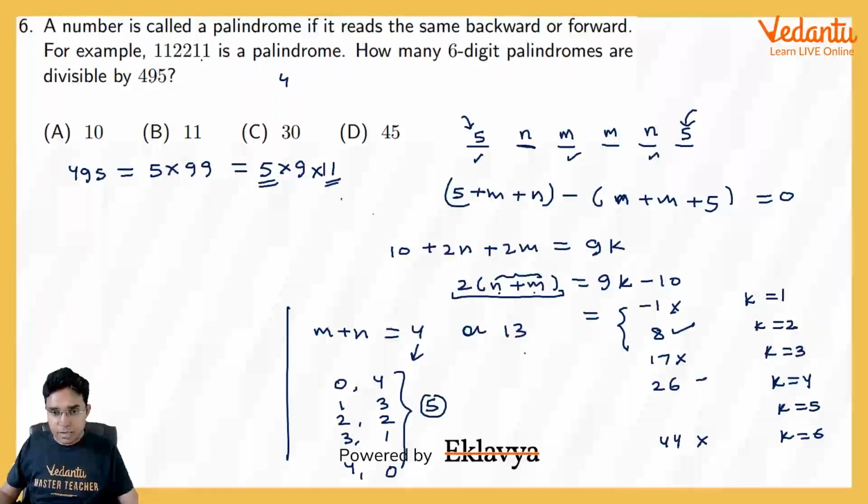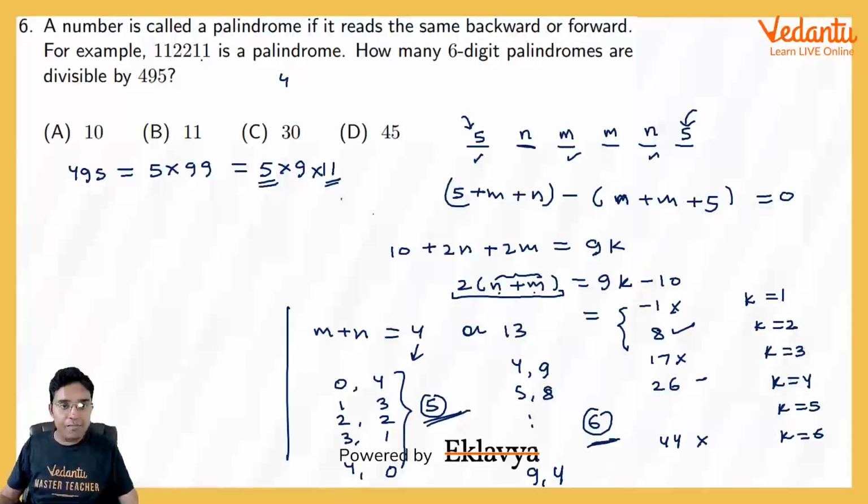Whereas in case of 13, my least value of m can be 4, because n can be at max 9. Then 5, then it will be 8, and so on. In the end, this can be 9, this will be 4. So if you count from 4 to 9, I think we are having 6 cases here. 4 to 9, this is 6, yeah. So either 4 or 13, so we are having 5 plus 6, total 11 cases for this question. So the answer will be B for this question.